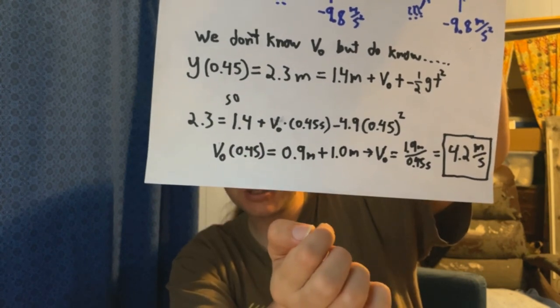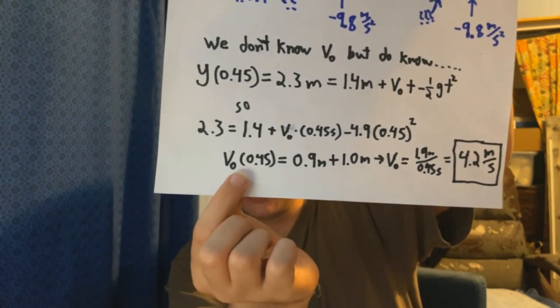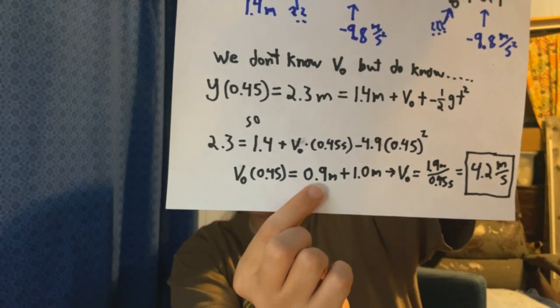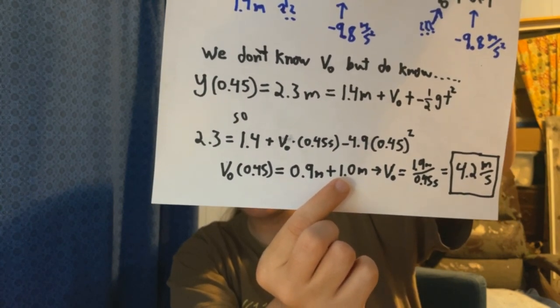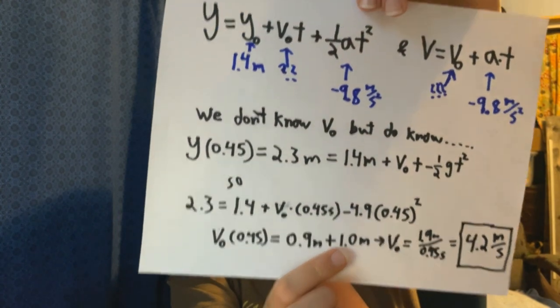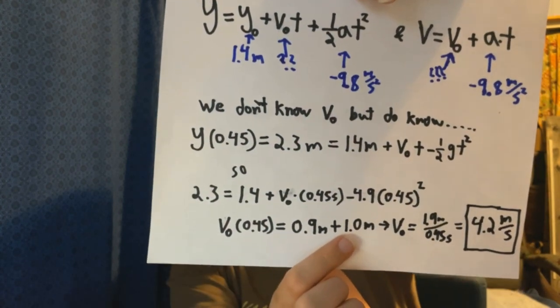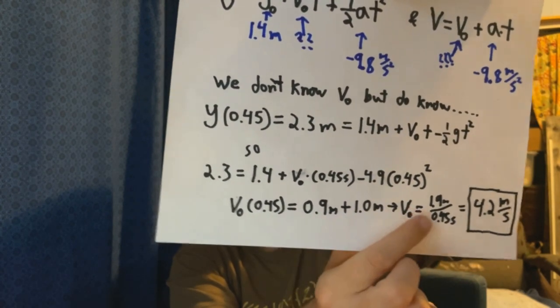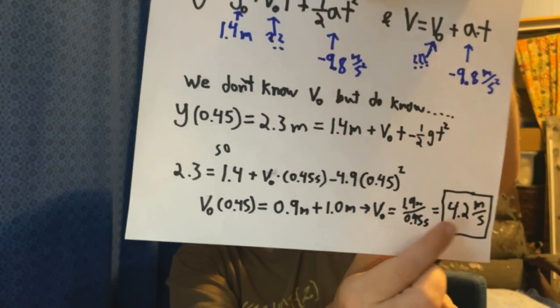Not very complicated algebra, but plug all those numbers in and you end up with V naught times 0.45, which comes from this middle term, is equal to 0.9 plus 1.0, which comes from the difference in the distances, y minus y naught, and from the 1/2 at squared, respectively. Then you take the sum of those, divide by 0.45, and we get 4.2 meters per second, which, again, is not exactly what we got from just comparing the first two frames I showed you. But to one sig fig, it is the same, right? Which is all you get from comparing those two frames. It's about 4 meters per second.